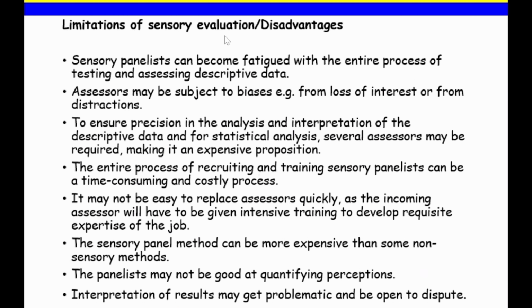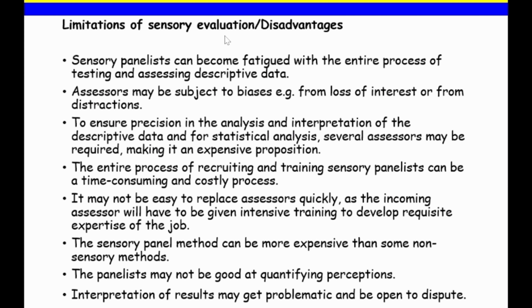Limitations of sensory evaluation. Sensory panelists can become fatigued with the entire process of testing and assessing descriptive data. If the panelists are testing the same product, maybe the same sensory attribute, for example, if you're talking about the smell, the nose can become fatigued very fast, and then the entire process will be affected. That is the limitation. Assessors may be subject to biases from loss of interest or from distraction.